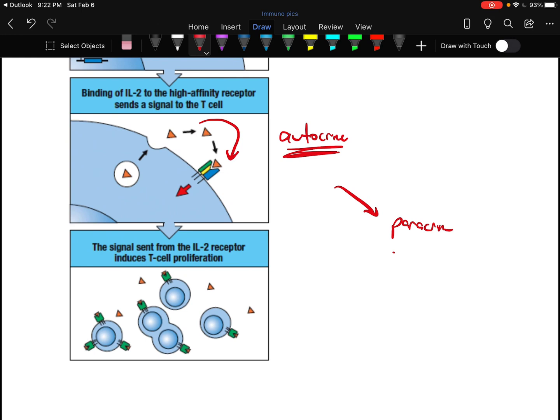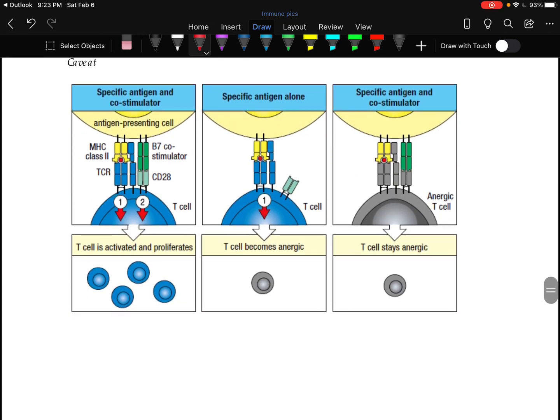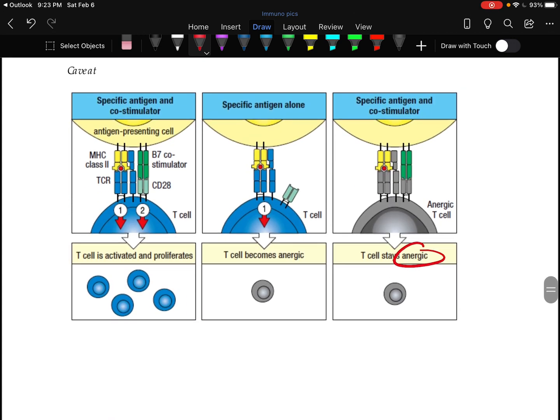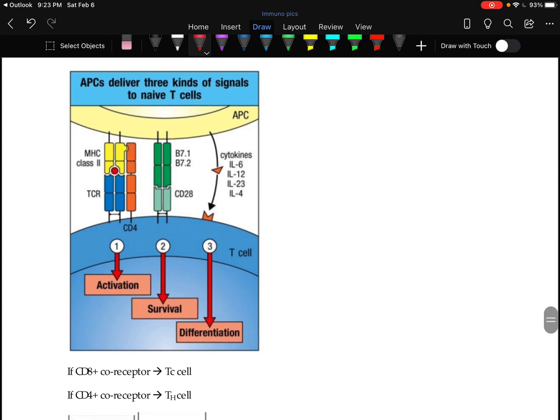And basically what happens is once the T cell recognizes the interleukin-2 that's released, then it will begin to proliferate and differentiate. And this can happen in an autocrine fashion or a paracrine fashion, as in that it would make other T cells differentiate and proliferate. Okay, so that makes sense. And this is just sort of touching on the anergy, where if co-stimulation doesn't work, then we get an anergic reaction. And yeah, so we're just looking at that.